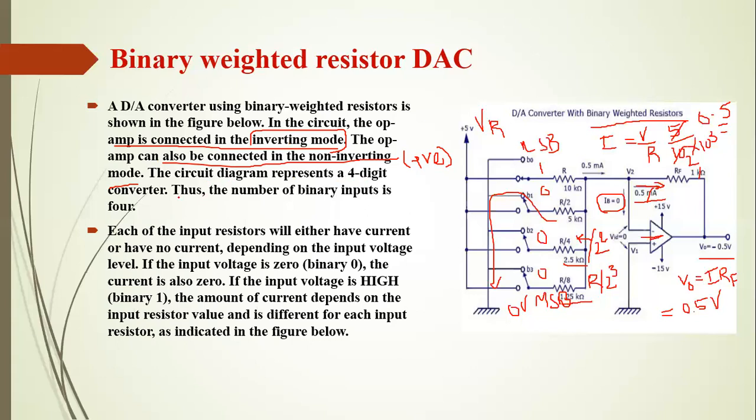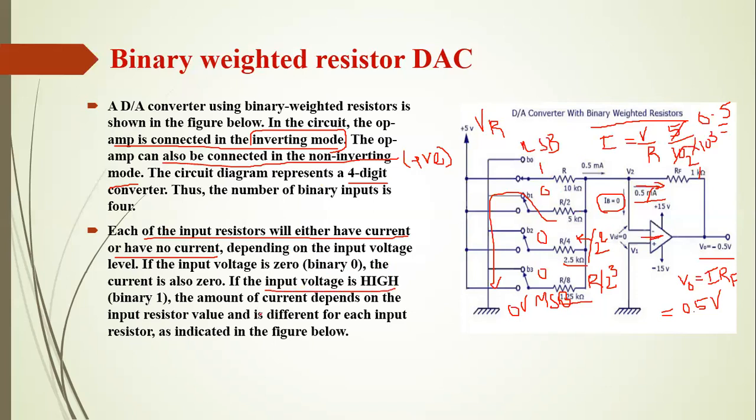The circuit diagram represents the 4-bit converter. Since we are using 4 binary bits, we can call it a 4-bit or 4-digit converter. Next, each input resistor will either have current or have no current. That means if it is connected to 1, there will be some current passing through this resistance. And if the switch is connected to 0, that is ground, then no current will pass through the resistor.